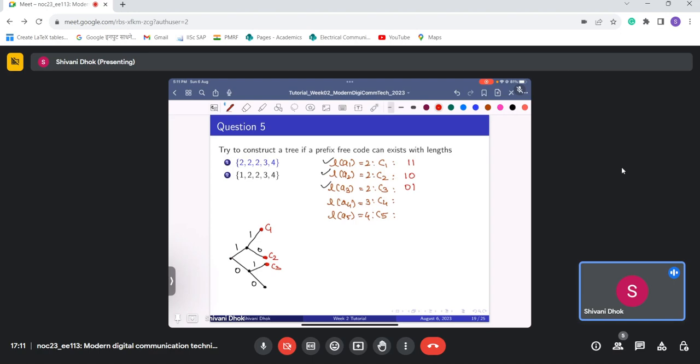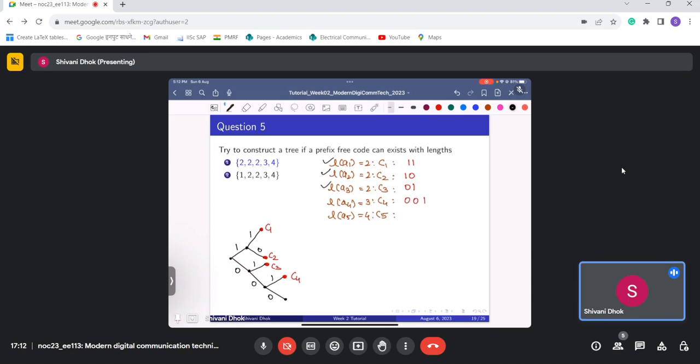Now this C4 is of length 3, which means I can extend this branch here into 2 more, something like this. Now these two nodes, if I consider them as a code word, both of them will have length 3. After looking at the given set of lengths, we need only one code which is of length 3. So let's say this one is C4. So now the code word corresponding to C4 is 0, 0, 1.